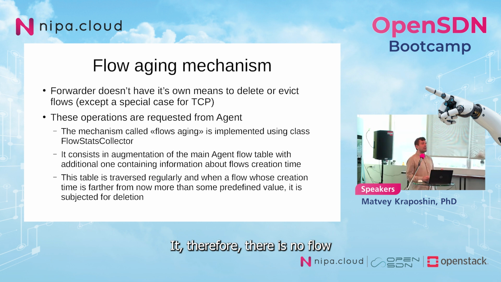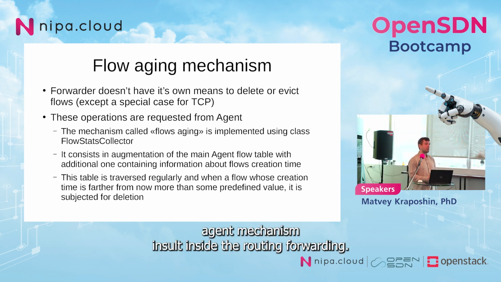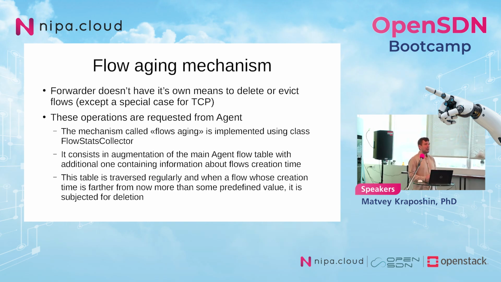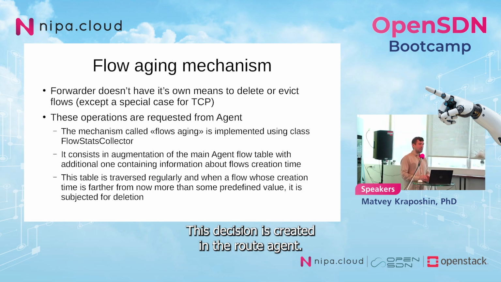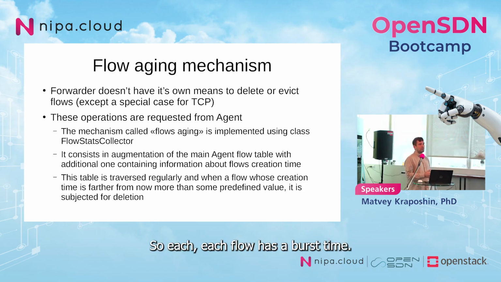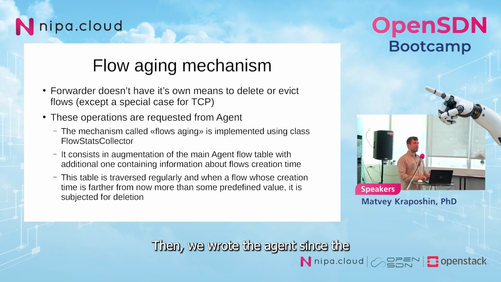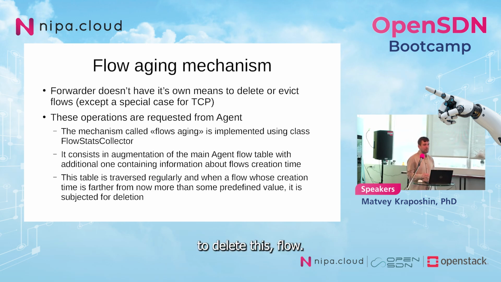Therefore, there is no flow aging mechanism inside vrouter forwarder. So vrouter forwarder doesn't know how to terminate flows in time. This decision is made in vrouter agent. It has a separate table which is called flow aging. The analogy with age is simple. Each flow has a birth time. We set an age time, and when some flow reaches its maximum age, then vrouter agent sends a request to vrouter forwarder to delete this flow.